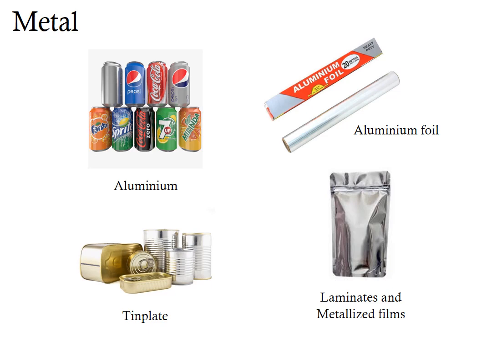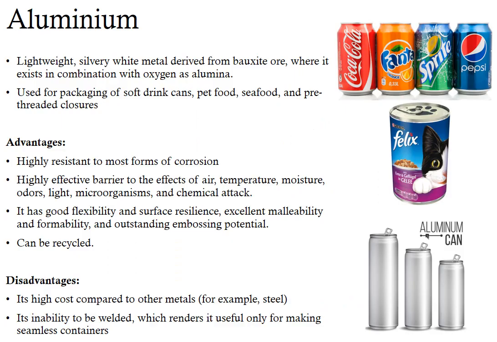The next material used in food packaging is metal, which includes aluminum foil, tin plate, and laminates and metallized films. Aluminum is commonly used to make cans, foil, laminated paper, or plastic packaging. Aluminum is usually a lightweight, silvery white metal derived from bauxite ore, where it exists in combination with oxygen as aluminium oxide. Pure aluminum is used for light packaging of soft drink cans, pet food, seafood, and pre-threaded closures.